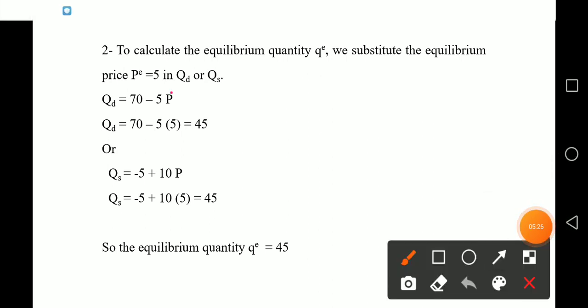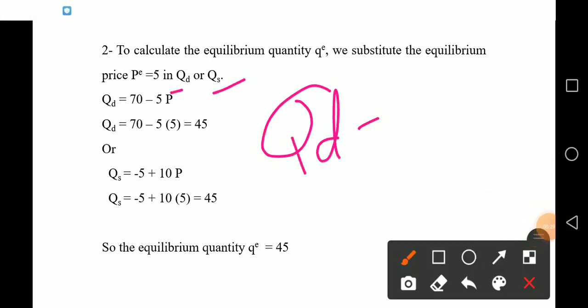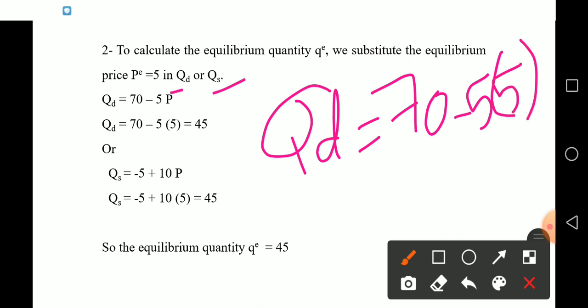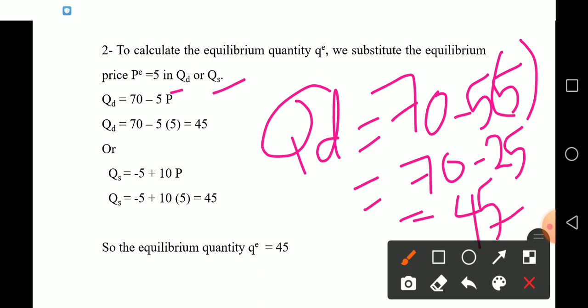To calculate the equilibrium quantity, we substitute the equilibrium price, p equals 5, in the quantity demanded and the quantity supplied. So quantity demanded equals 70 minus 5p, 70 minus 5, and we said p is 5, right? So 5 times 5 is 25. 70 minus 25 equals 45, right? So this is the quantity demanded.